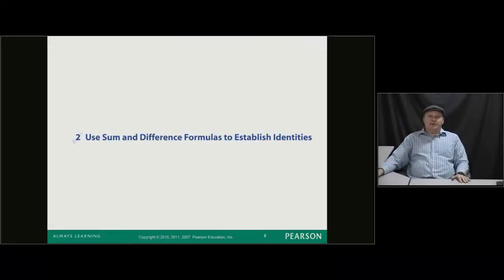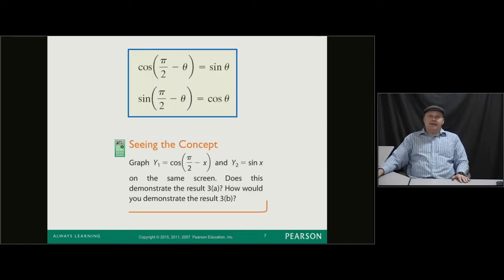Hello, in this discussion we're going to be using the sum and difference formulas to establish identities. We're also going to do a few more examples regarding these identities, so we're going to do both of those here. But toward the end we're going to be doing a lot of proving of identities based on these formulas. All right, so let's begin.